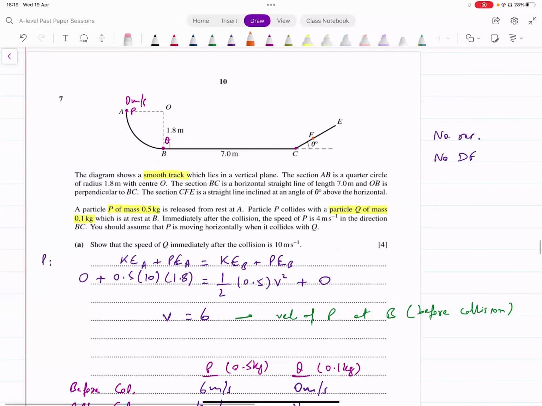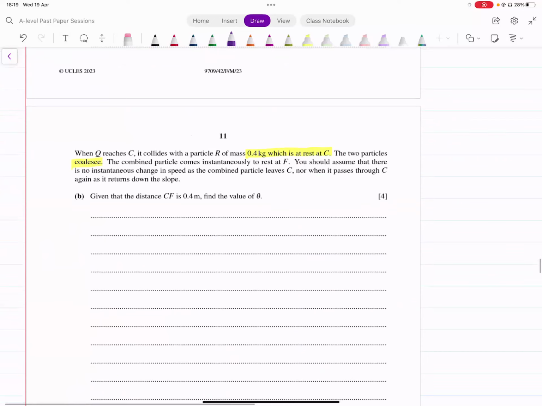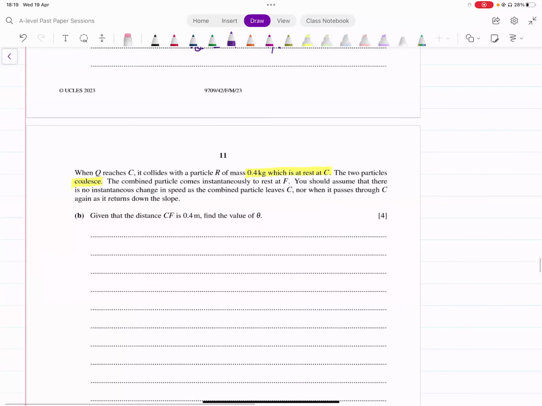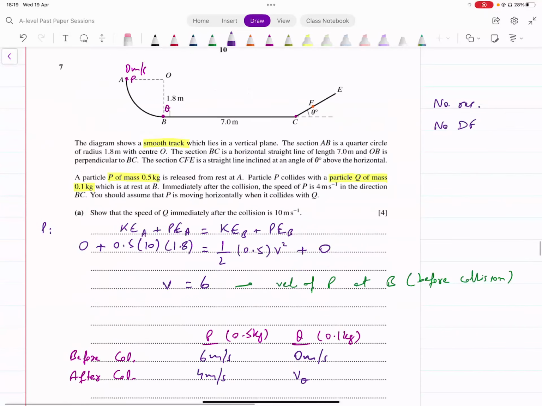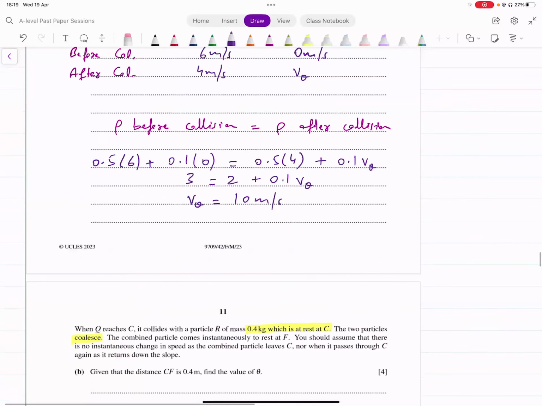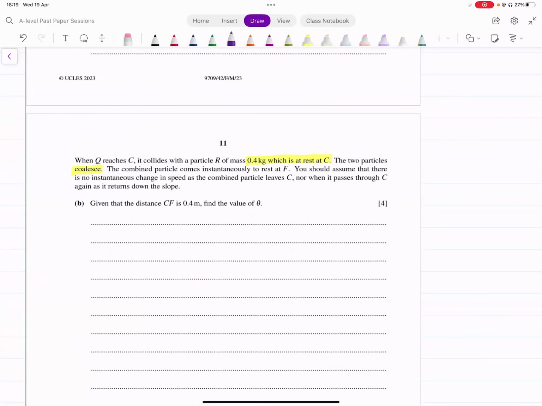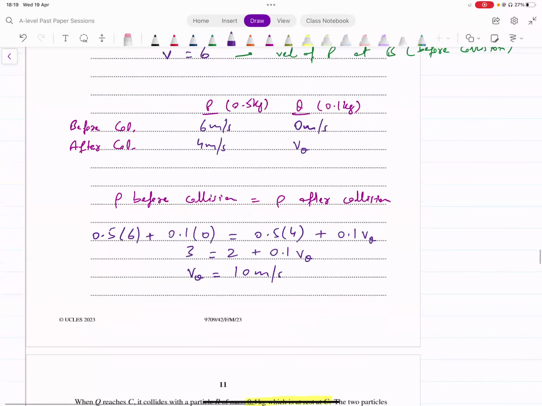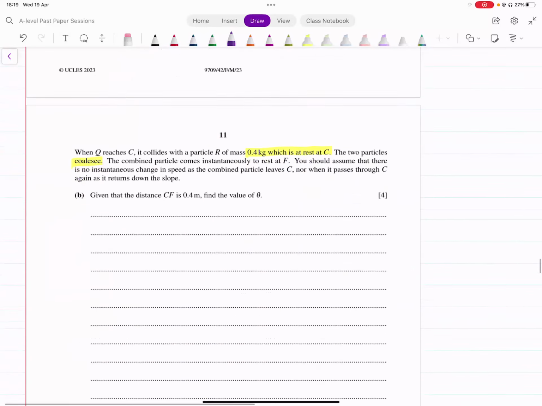You should assume that there is no instantaneous change in speed as the combined particle leaves C. Okay, so मतलब ये उस surface पे जाने पे, inclined surface पे जाने से कोई speed में एकदम से कोई change नहीं आती है उससे, ठीक है? Instantaneous change कोई नहीं है। उसके बाद of course inclined plane पे तो वो speed change होगी। Nor when it passes through C again as it returns down the slope. अच्छा, जब वापस आएगा तब भी कोई speed में change नहीं है। Given that the distance CF is 0.4 meters, find the value of theta.